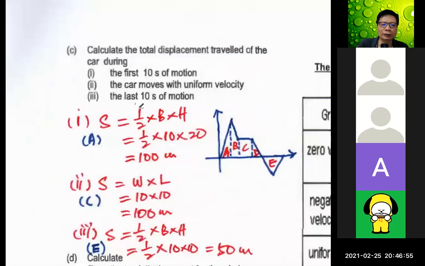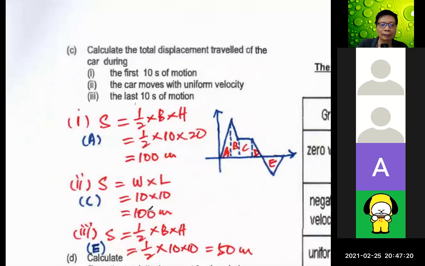Okay, the first part, triangle, right? Half times base times height. Base is 10. Height is 20. So you get 100. And then the second part is uniform velocity, which is C. So it's a rectangle. So you take the width multiplied by the length. Both are 10. 10 times 10, so it's 100.